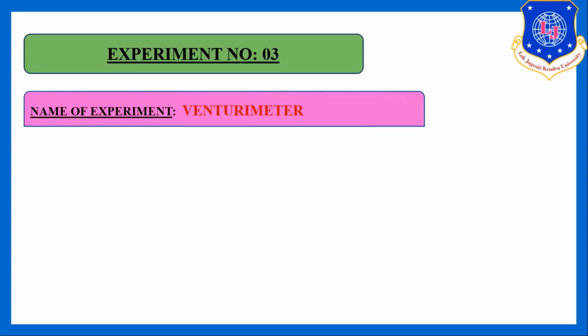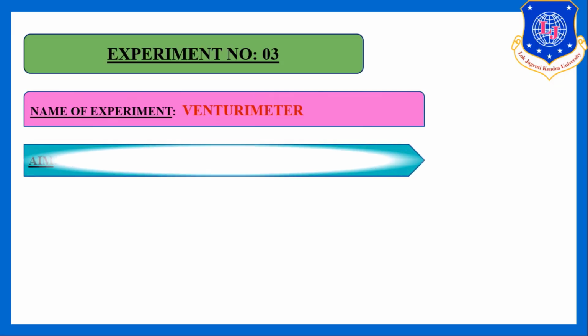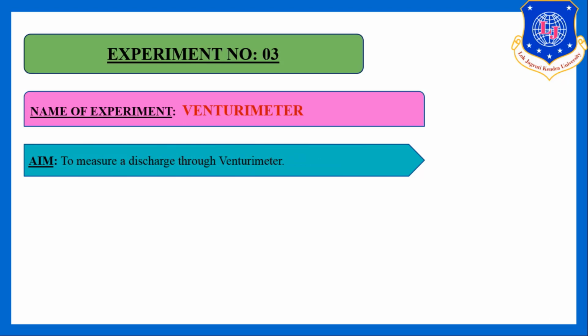The name of the experiment is venturimeter. First of all, let's see what the aim of our experiment is. The aim of our experiment is to measure the discharge through a venturimeter. So, at the end of the experiment, we have to calculate the coefficient of the venturimeter.